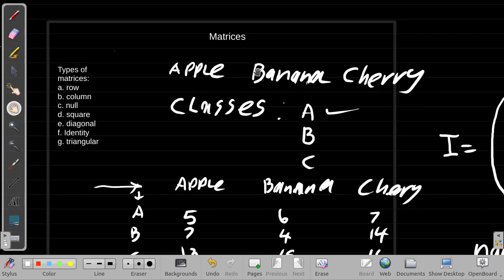So, from A to F, the row, column, null, square, diagonal, and identity matrix, we're supposed to know them from CSEC. They don't talk about the triangular matrix in CSEC, no, but that's something new. But most of this, you don't know from CSEC.